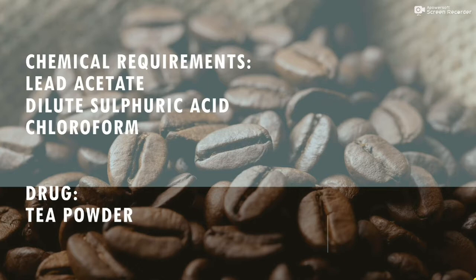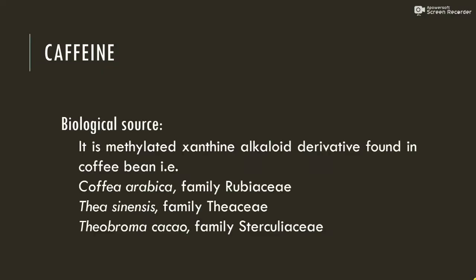So what is caffeine? The biological source of caffeine: it is a methylated xanthine alkaloid, the derivative found in coffee bean, that is Coffea arabica, which belongs to the family Rubiaceae. Then Thea sinensis, which belongs to the family Theaceae. Theobroma cacao, which belongs to the family Sterculiaceae. So this is the biological source.